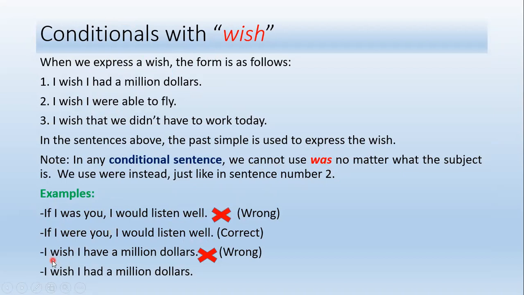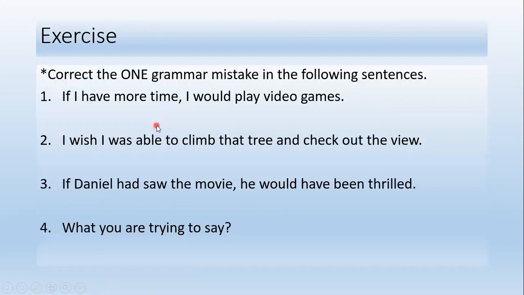Again, another example: "I wish I have $1 million." Have is incorrect. We should say "I wish I had." So you can use had, were, or did. And here you have examples. You're going to find the one grammatical mistake. If I have more time, I will play video games. I wish I was able to climb that tree and check out the view. If Daniel had saw the movie, he would have been thrilled.